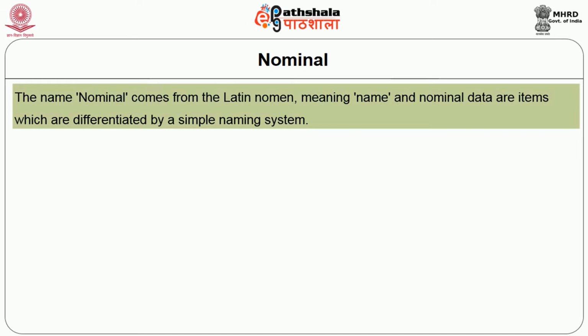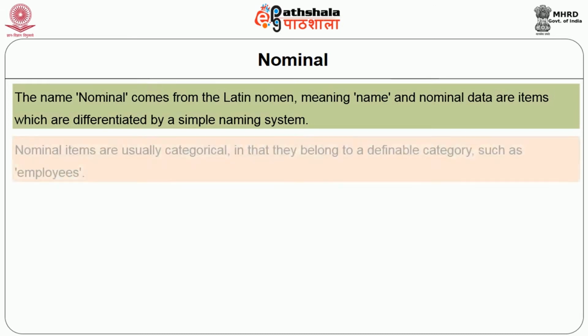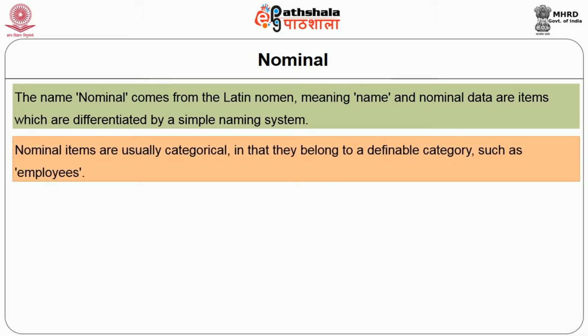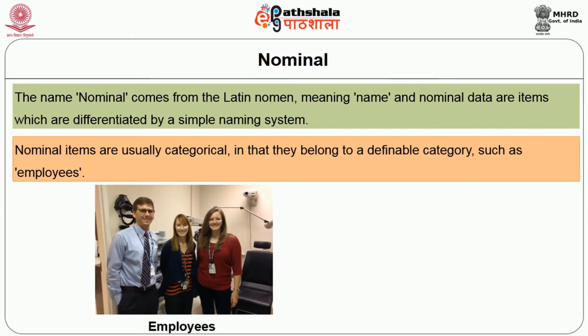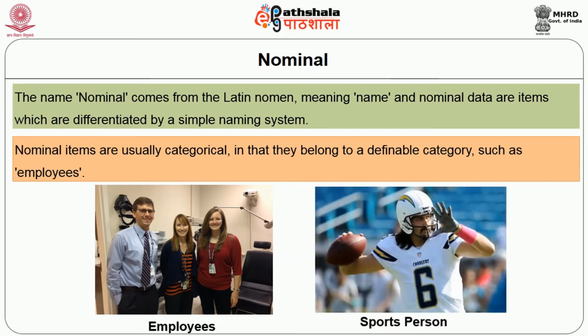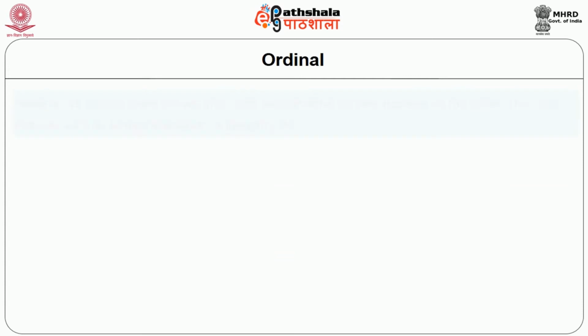Nominal items may have numbers assigned to them. This may appear ordinal but is not. These are useful in simplifying, capturing and referencing. Nominal items are usually categorical in that they belong to a definite category, such as employees, which is definable. Some other examples are the number pinned on a sports person.